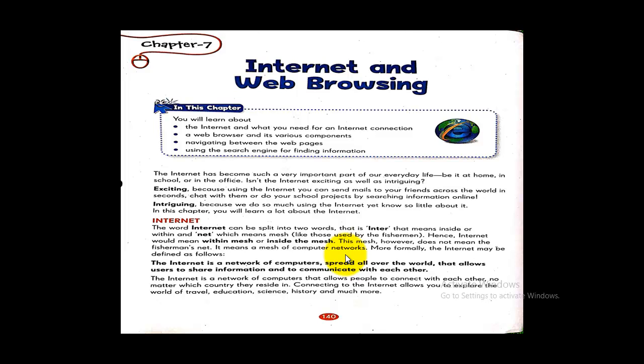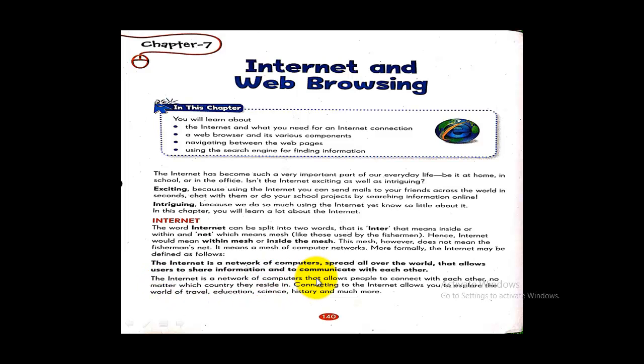But when connected, they can connect to each other, they can share information. More formally, the internet may be defined as follows. The internet is a network of computers spread all over the world that allows users to share information and to communicate with each other.